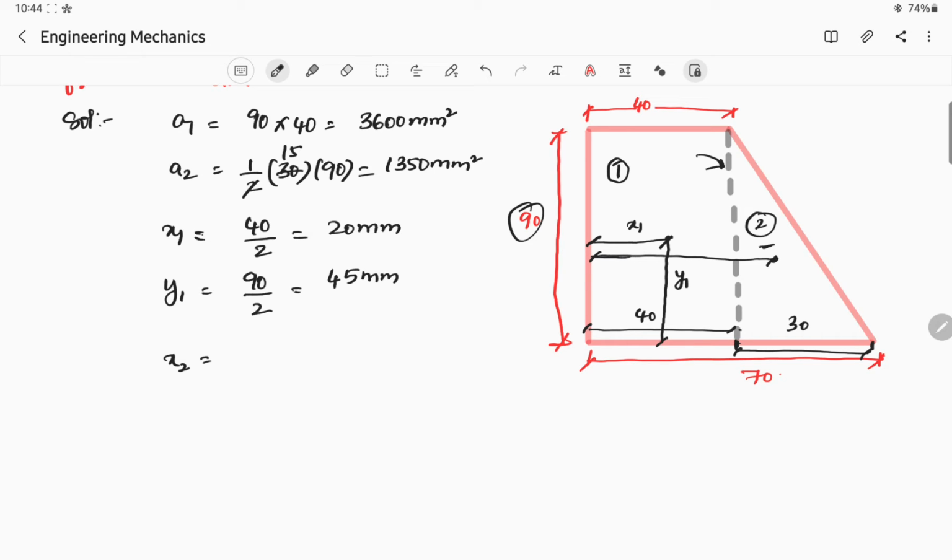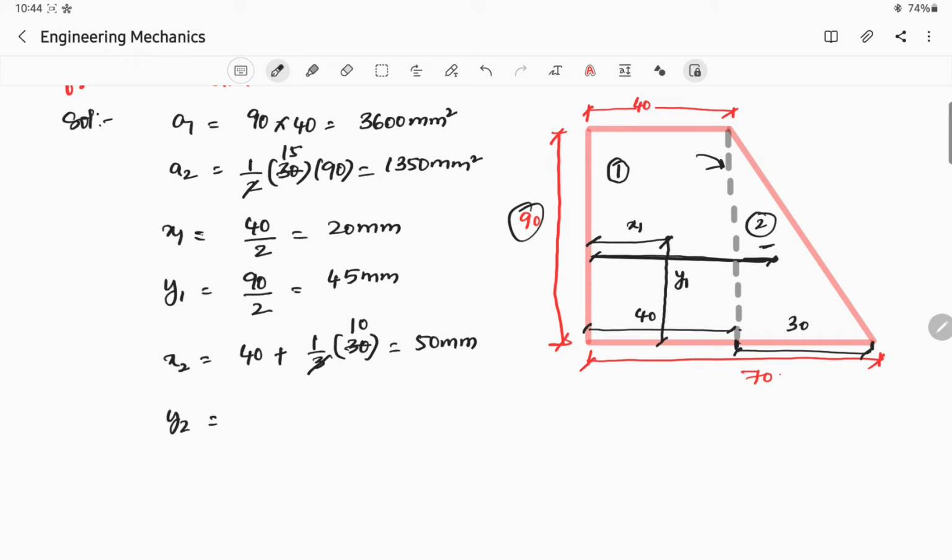So from here to here, from here to here, we have 40. So 40 plus this distance. What will be this distance? It is 1/3 of base, right? 1/3 of 30. So 3 ones are 3, 3 tens are 30, so which will be 40 plus 10, that is 50 mm.